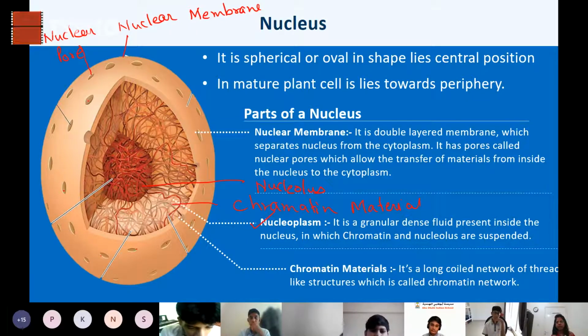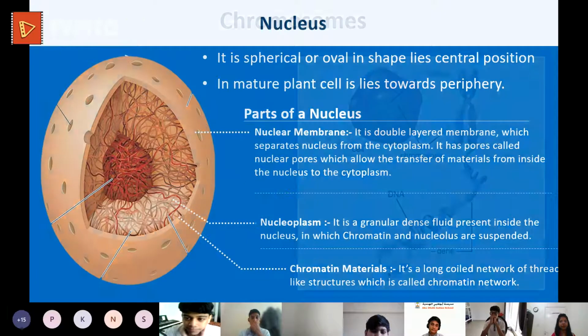The inner side of the nuclear membrane, whatever is present, is called nucleoplasm. It is a granular, dense fluid present inside the nucleus. So what is present here? Thread-like structures, which are called the nucleolus and chromatin material. Now, what is chromatin material? Some thread-like structure. Can you see the thread-like structure? I can see many threads here. These thread-like structures are called chromatin material.